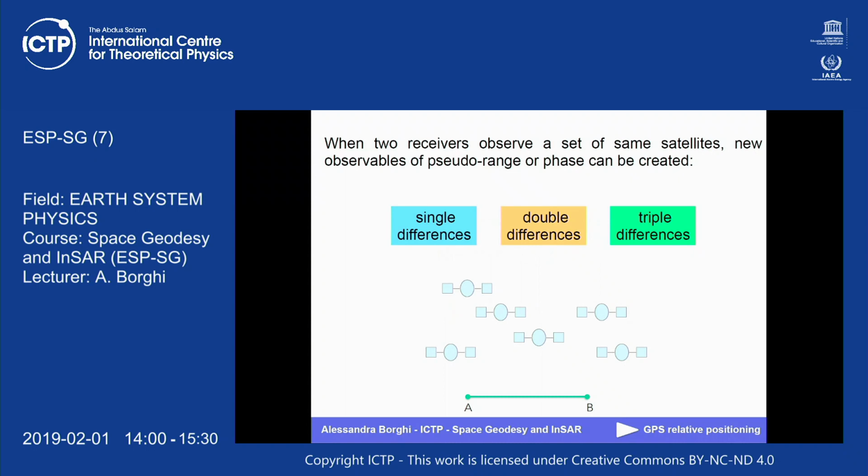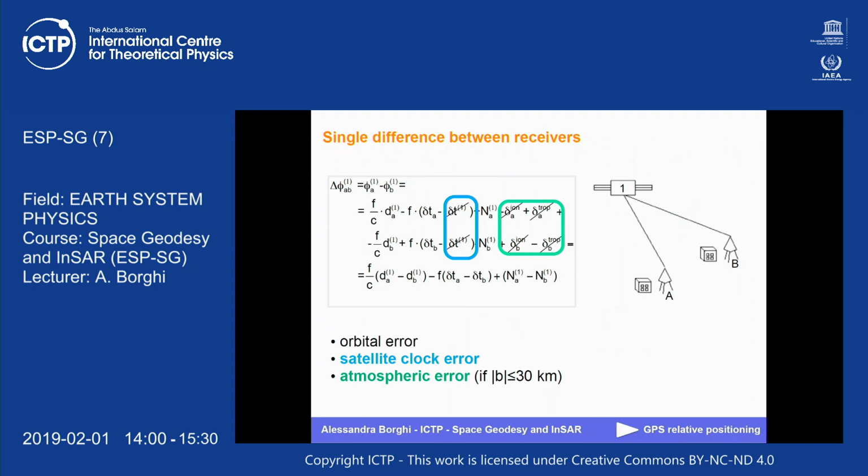Okay, we have different types of differences, of different order. We can speak about single differences, double differences, or triple differences, and we are going to see. And these observation differences can be performed using pseudo-range observations, that means code observation, or phase observation. So, single differences between receivers. We have two receivers, A and B, that at a given moment are observing the same satellite. In the figure, we have satellite number 1.